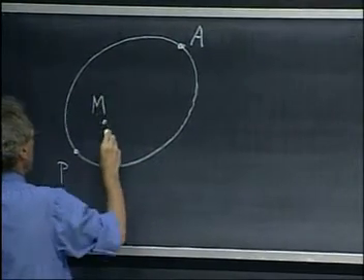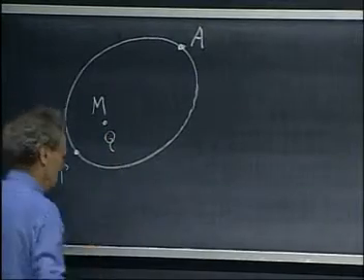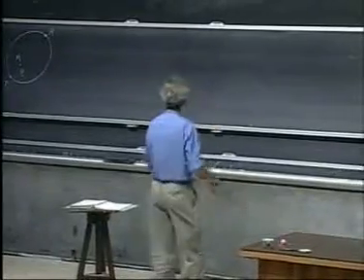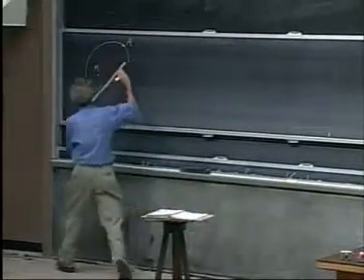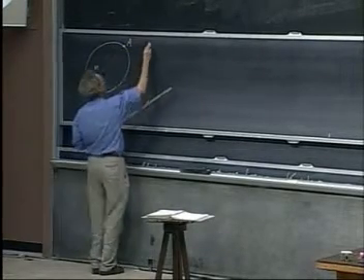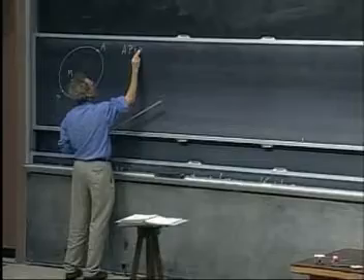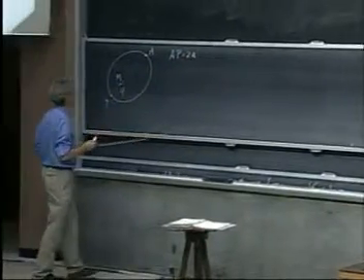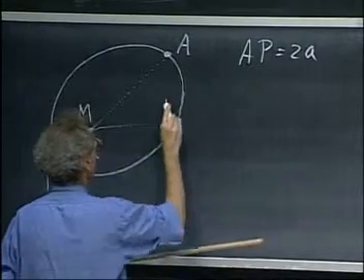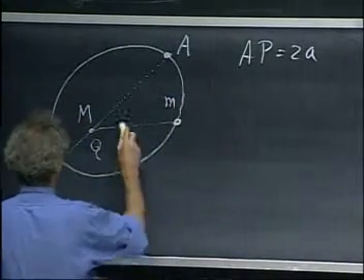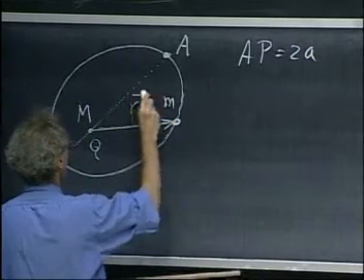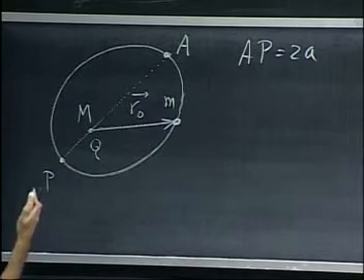The mass is capital M. This is point Q. Let me get a ruler so that I can draw some nice lines. So the distance AP equals 2a, a being the semi-major axis, and our object happens to be here, mass little m, and this distance equals r0. Think of it as being time 0.